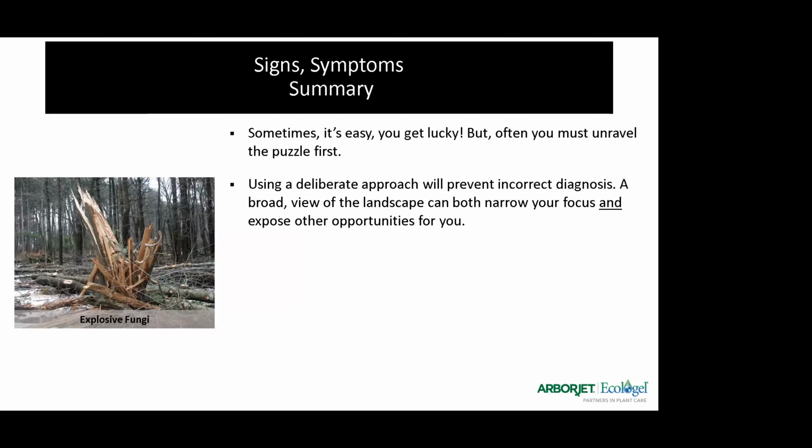So to summarize this section, sometimes it's really easy. You get lucky. You find the pest. You can see it chewing on the tree. You know what you need to do. Sometimes you need to unravel the puzzle first. If you use this deliberate approach that I've described for you, it's going to prevent incorrect diagnosis, and it's going to help even an inexperienced plant health care professional learn what they need to know to make an adequate diagnosis and to recommend a good solution. It's also going to allow you to narrow your focus and expose other possibilities.